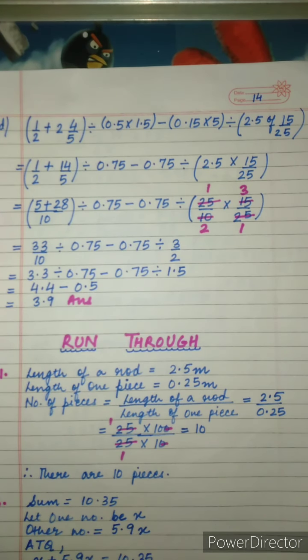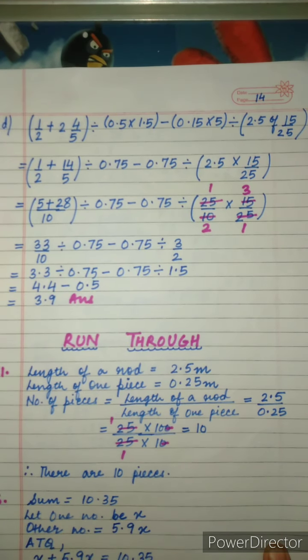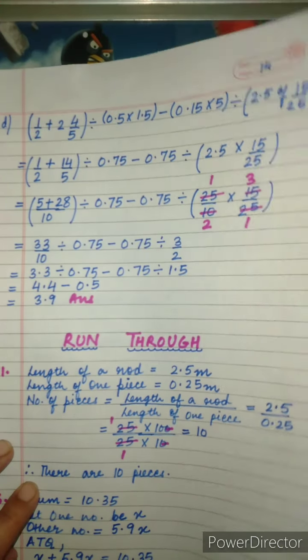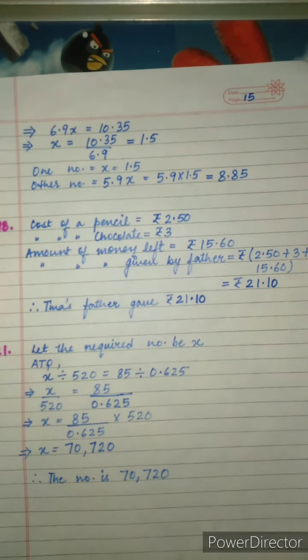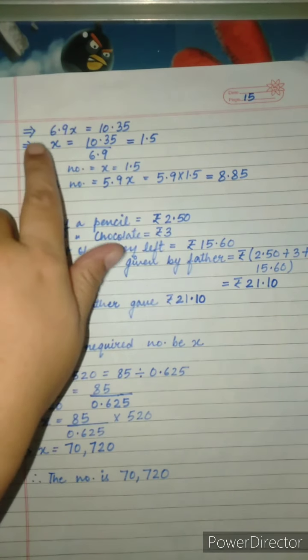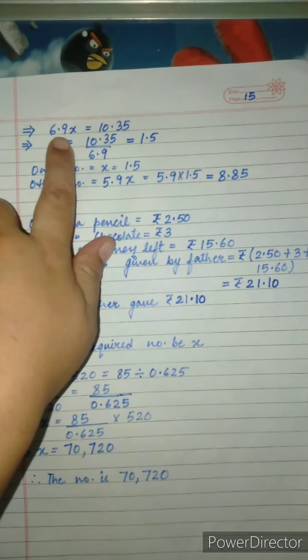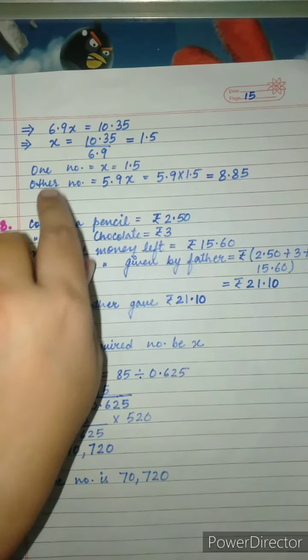Now also we are given, according to the question, that the sum of two numbers, that is the first number x plus 5.9x, that is the other number, is equal to 10.35. So this has become a linear equation now. So you're going to do the solution like 6.9x is equal to 10.35.